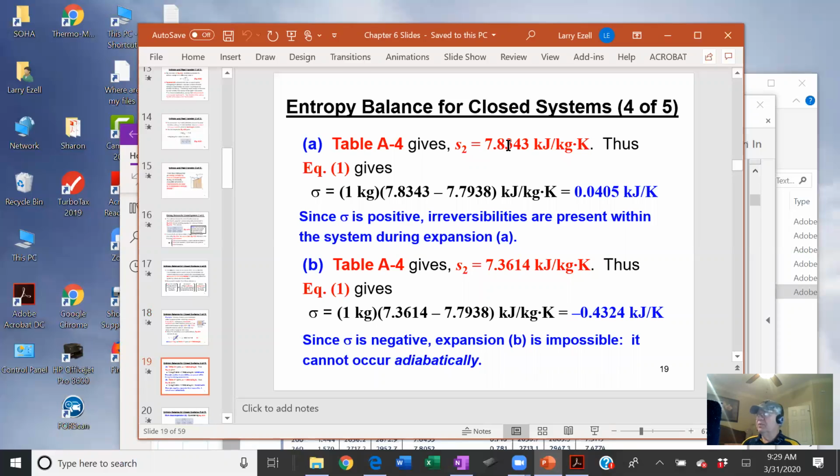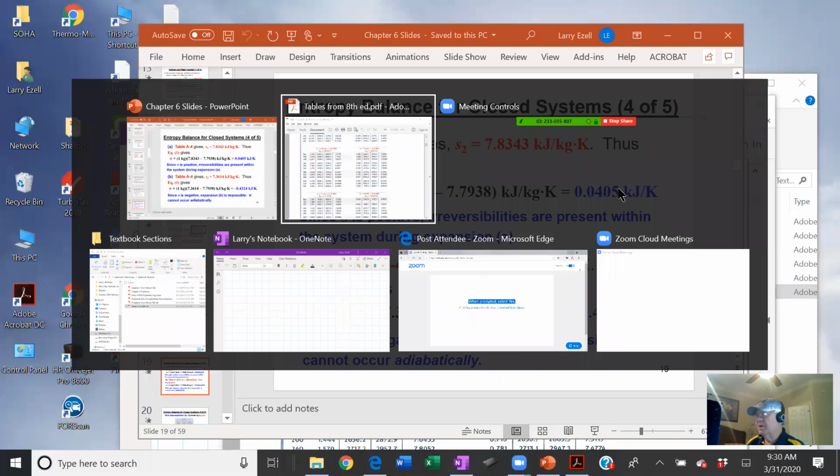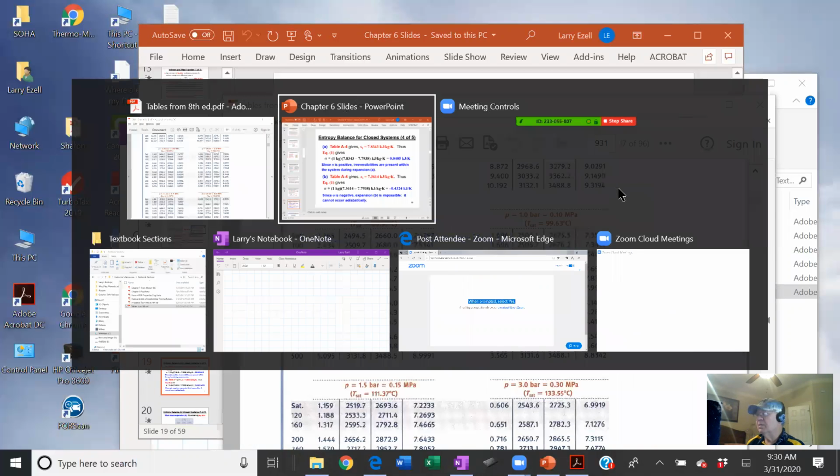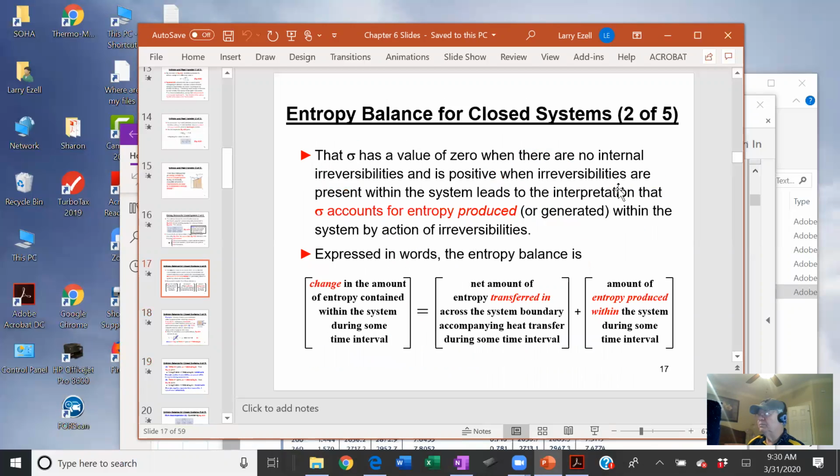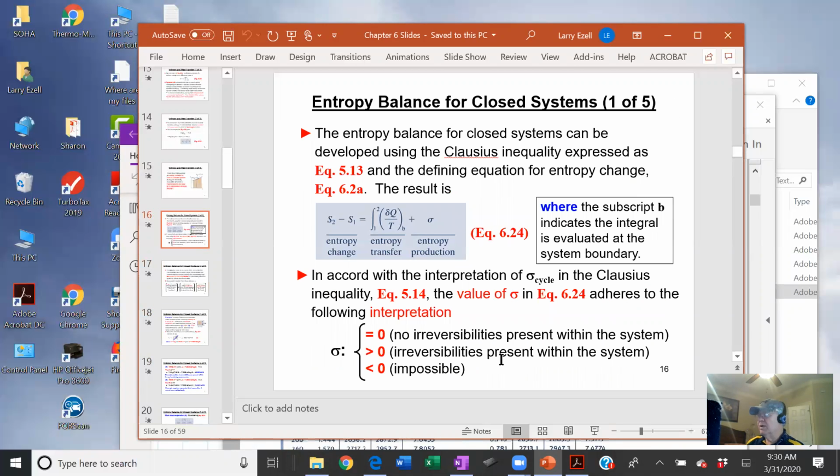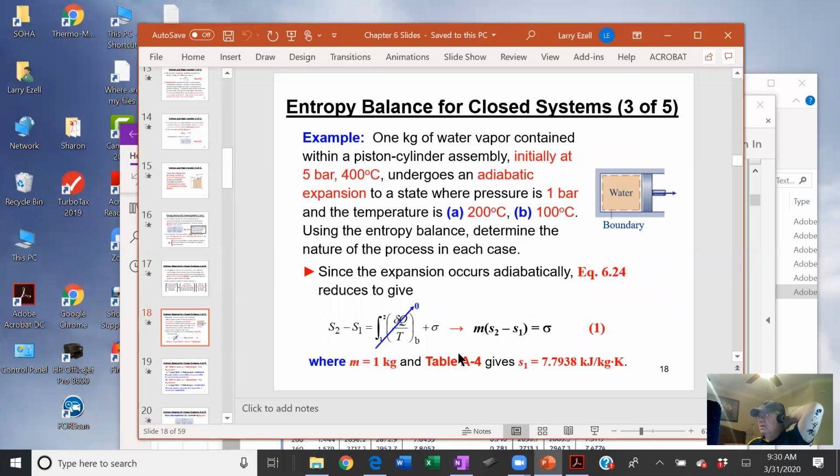There it is, 7.8343. So sigma is S2 minus S1, which is 0.045405. All right, sigma is positive. Let's see what that says about that process. So sigma is greater than 0, so irreversibilities are present within the system, but that's the kind of process you have every day. So A is a good, valid process.